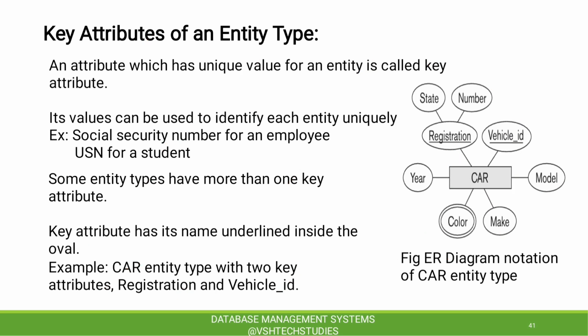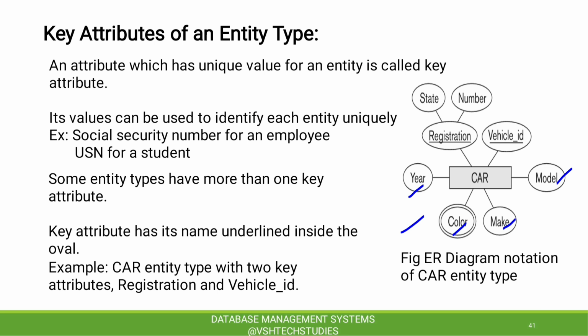If you observe this ER diagram notation of the car entity type, we can see several ovals. They are all attributes, but it is showing different kinds of attributes, whatever we have discussed so far under the different types of attributes. Year is one attribute, model is one attribute, make is one attribute. These are simple attributes. The double oval, shown one inside the other, indicates that color is a multi-valued attribute. So it has multiple values for that attribute.